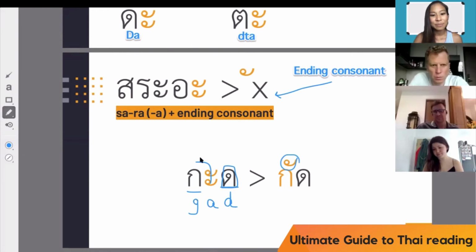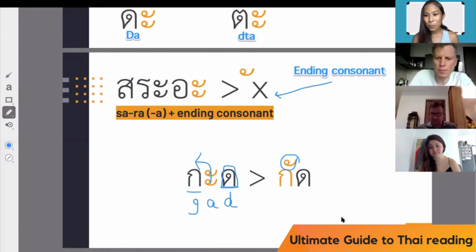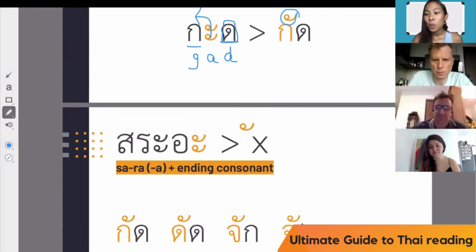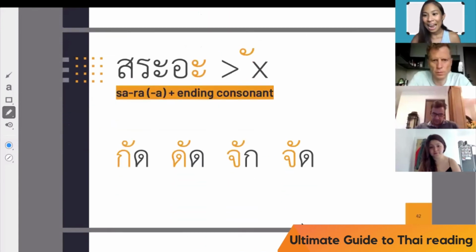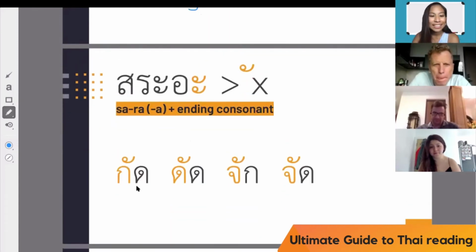You got it? Kun Mark, you got it? Yeah. Kun Ben? Yes. Let's see an example. I know you need an example. All right. Let's take a look at this one. What would you read this? So you can see, right? This one is sara'a. It's up here. This is also sara'a. It's on top because there is an ending consonant.